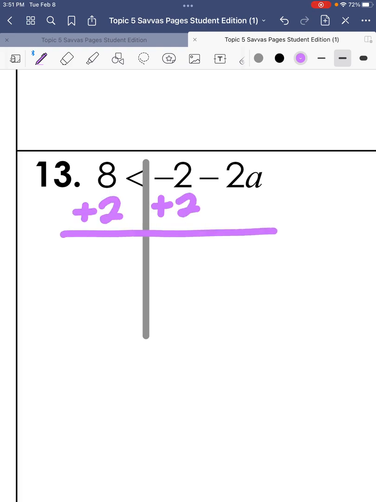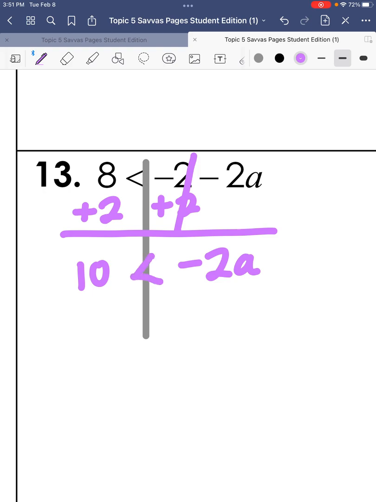Now on the side with the a, those 2's will cancel out and I can bring down negative 2a. On the other side, 8 plus 2 is 10. Now, adding 2, does that mean my sign changes? Nope, it stays the same.